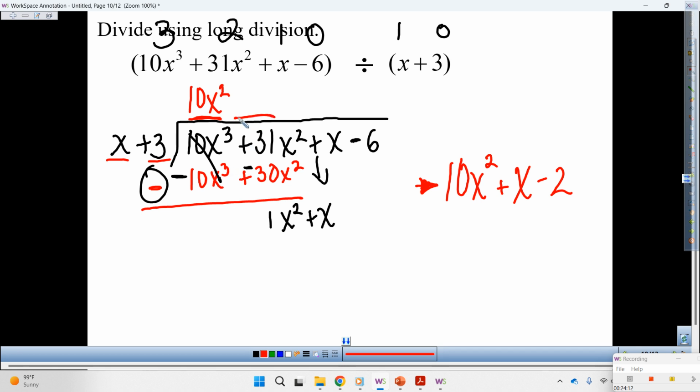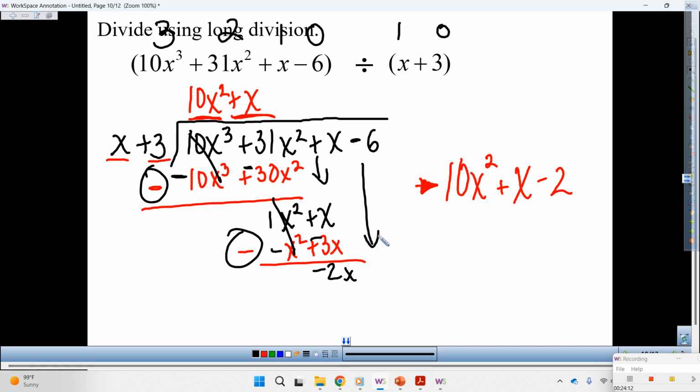Next, Gabriel, what number times x gives us x squared? X. X times x is x squared. X times 3, that's positive 3x. Subtract. Circle it to distribute here and here. We're left with negative 2x. Bring down the negative 6.